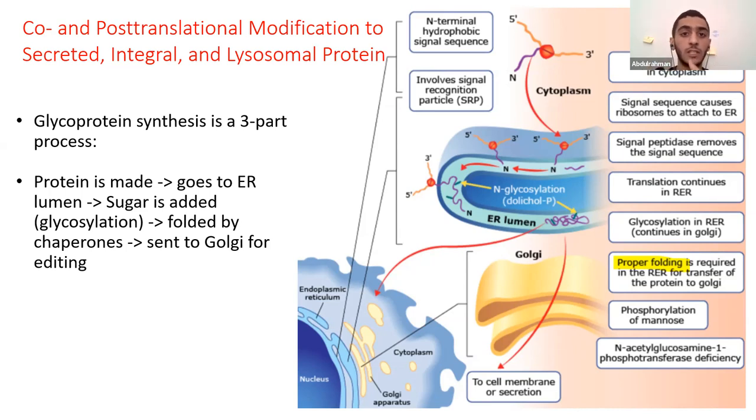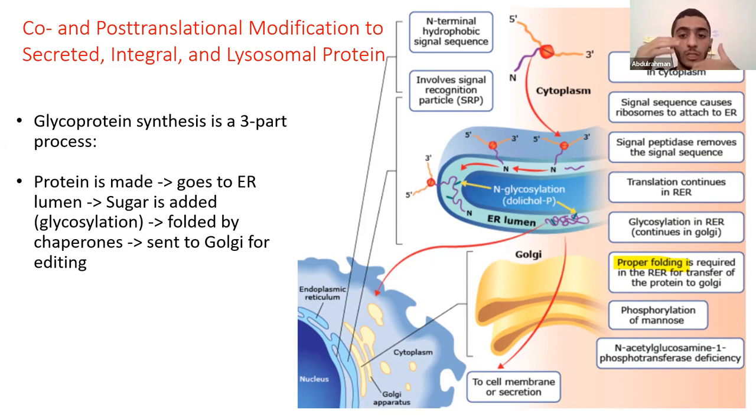And then once it's folded and ready and all packaged, it can be sent over to the Golgi. And then in the Golgi, it can be further modified or edited, whatever wants to happen in the Golgi. And then it's going to be released outside the cell. And the folding process occurs by chaperones. What are chaperones? They're basically proteins that are assisting in the folding process.